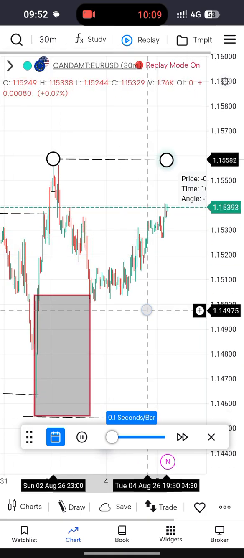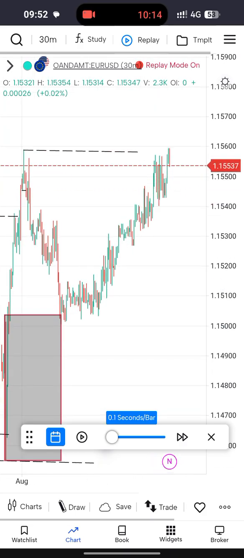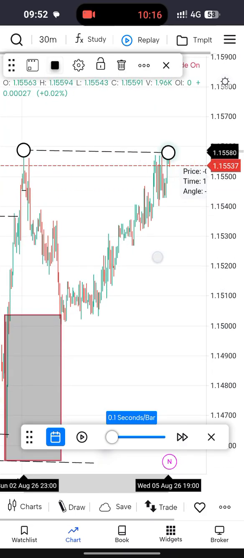This is what happened on the 4th of August this month. So it's current, it's recent. You see, price has broken it. Price always reacts off order flow.